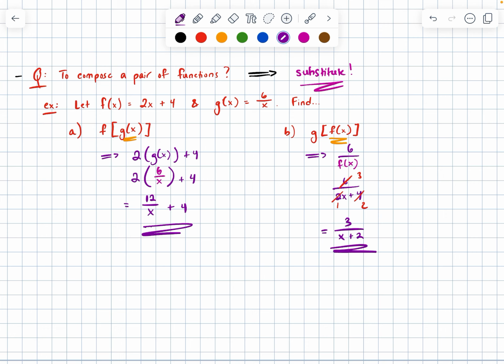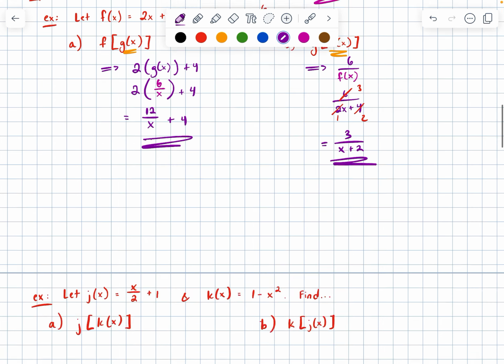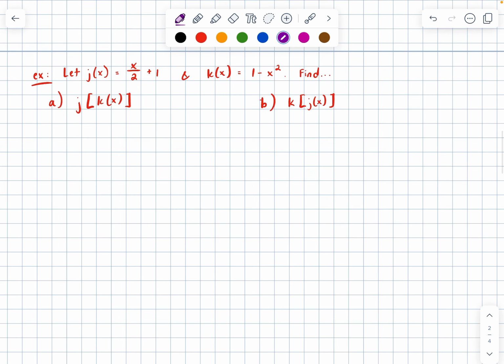Fantastic. There's your idea, right? We're literally just doing some more complicated substitution. Is it annoying? Yes. But is it doable? Also, yes. Let's try it with this one. j of x is equal to x over 2 plus 1. k of x is equal to 1 minus x squared. We want to find j of k of x and k of j of x.